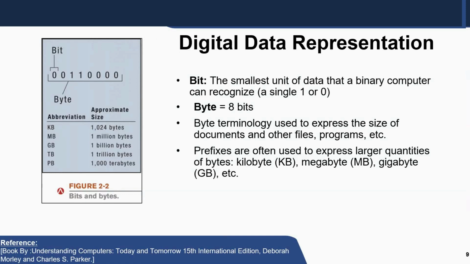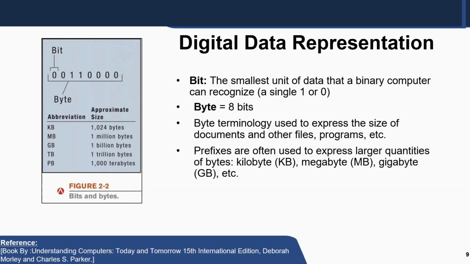We have other different terminologies if we keep combining different bytes. For example, if we combine 1024 bytes, it will be termed as a kilobyte. If we combine 1024 kilobytes, it will become a megabyte. Similarly, if we combine 1024 megabytes, it will become a gigabyte, and so on.